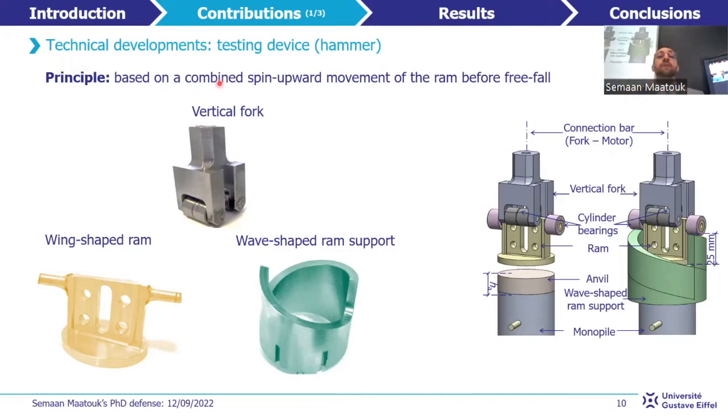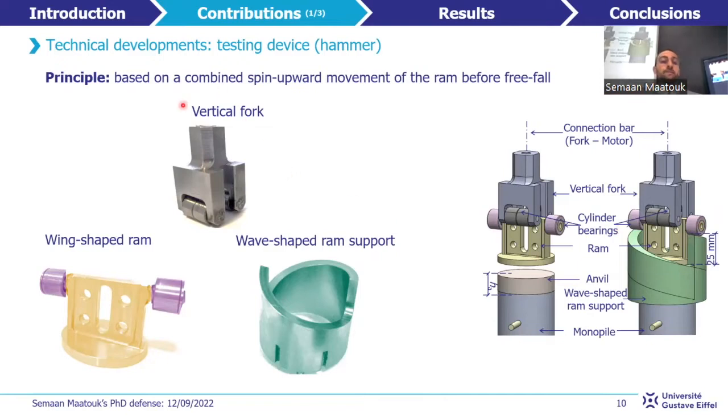It is based on a combined spin upward movement of the ram before its free fall. The hammer consists of 3 different pieces. The first one is the ram in the form of a wing, around which are wrapped 2 diametrically opposed cylinder bearings, which are here in purple. The second piece in green is the support of the ram in the form of a wave, on which are rested 2 cylinder bearings of the ram.